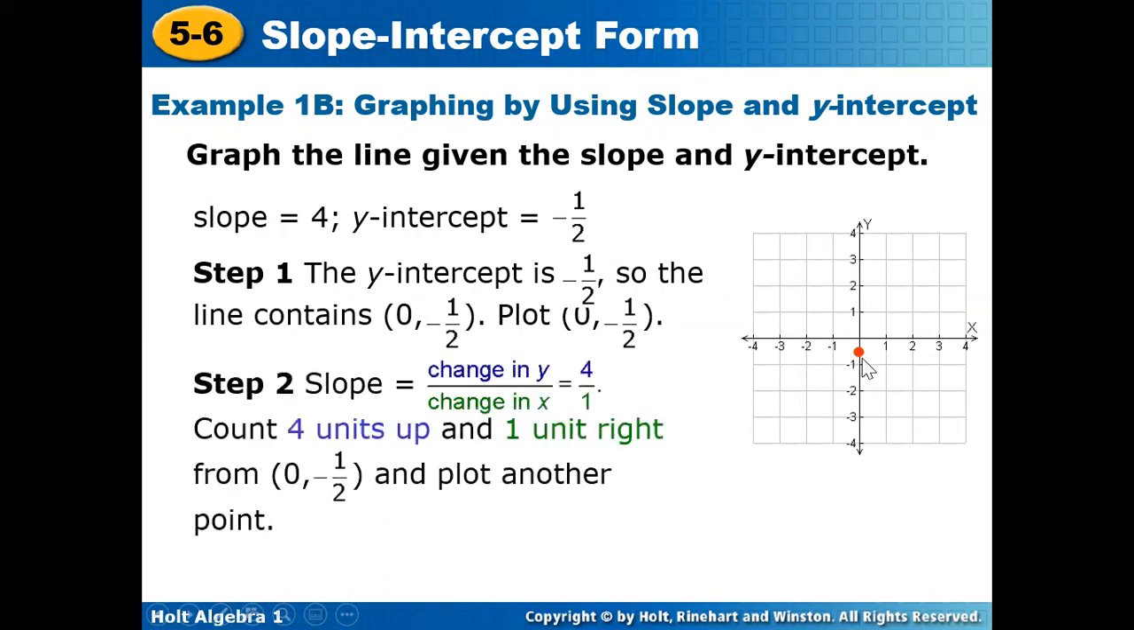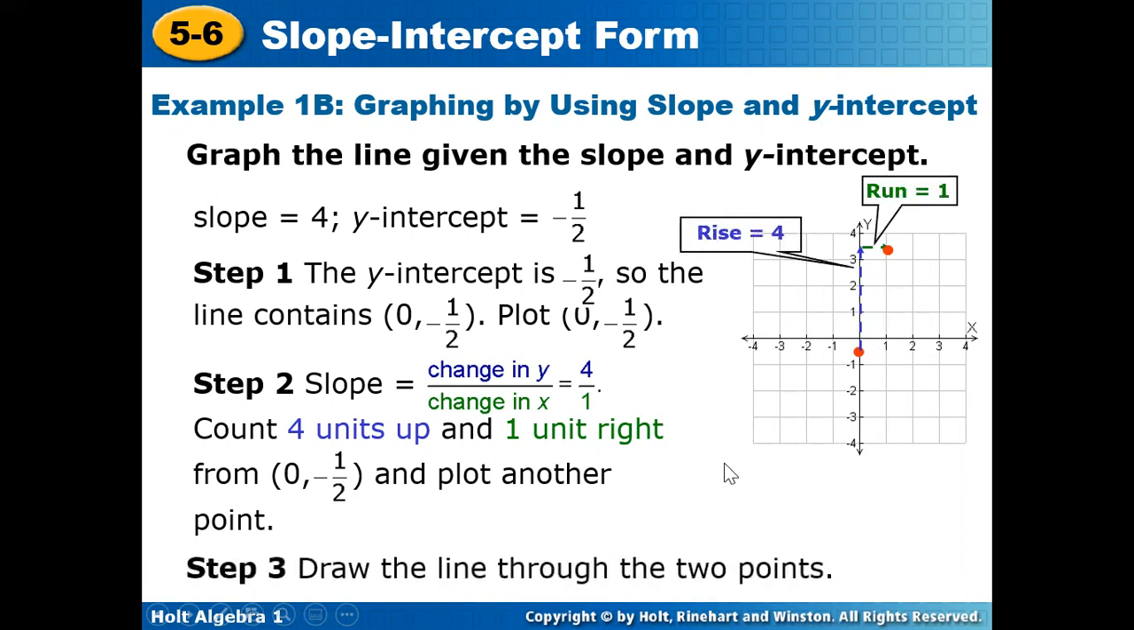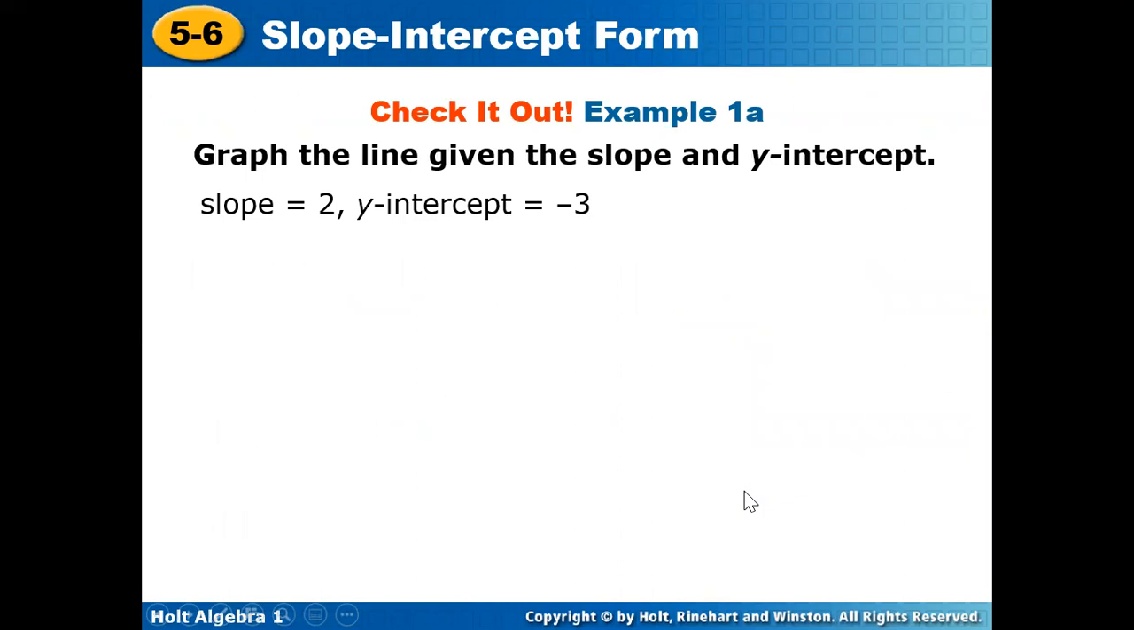And then we're going to do the change in y and the change in x. Rise over run. So we'll plot another point. Rise 4, so we're going to be at 3.5 because we were at -1/2, and then run of 1, so we're going to go over 1. Plot that point at 1, 3.5, and then draw our line, and we have our graph. Same thing. If you have your graph paper, go ahead and try and do this graph.